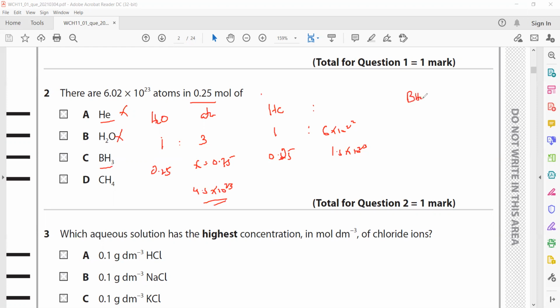BH3, the ratio between molecule to atom is 1 is to 4. One molecule gives 4 atoms. So if we have 0.25 mole of this substance, how many moles of atom will be there? This will be multiplied, so we'll get 1 mole of atom. And 1 mole of atom will have 6.02 into 10 power 23. That's why C is the right answer.